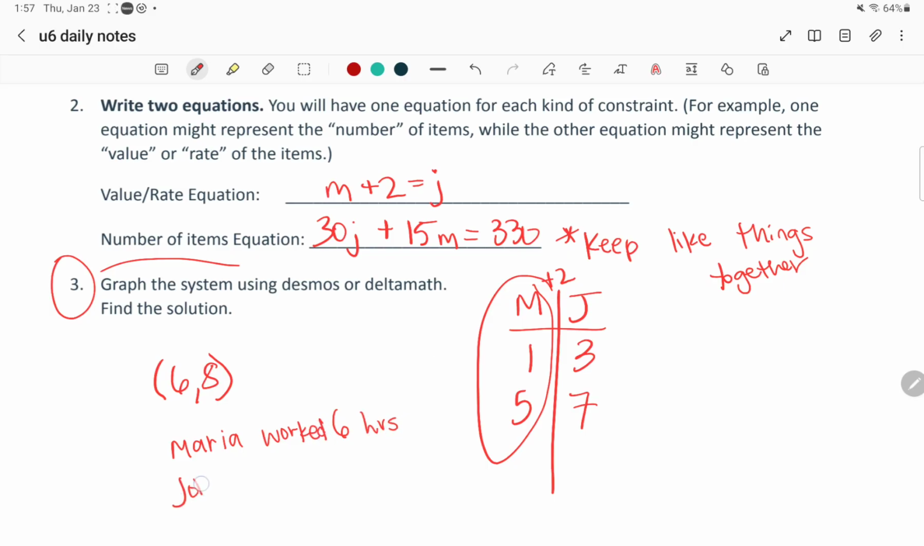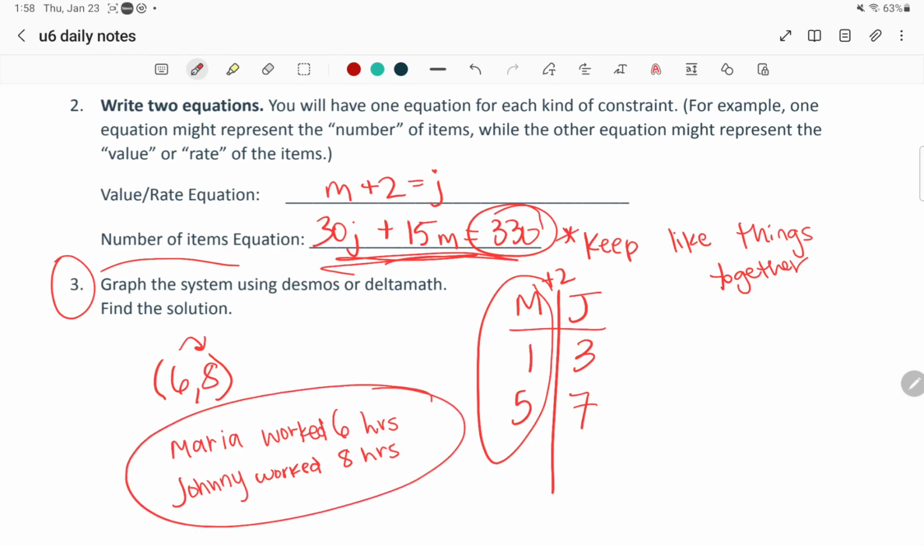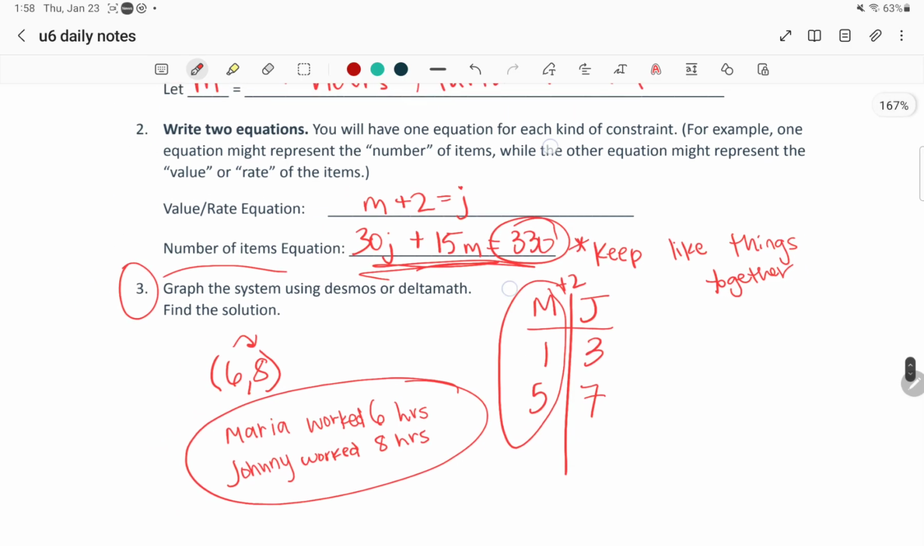And Johnny worked 8, which makes sense, right? Because we know that he worked 2 more than her. 6 plus 2 is 8. And if you plug 6 and 8 into my equation, you get 330. Okay. So, let's keep going.